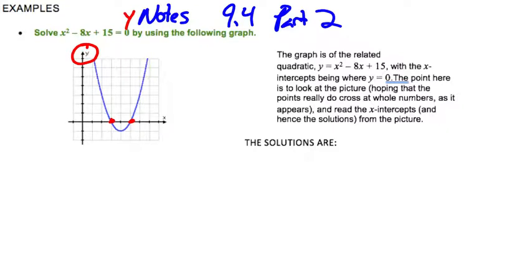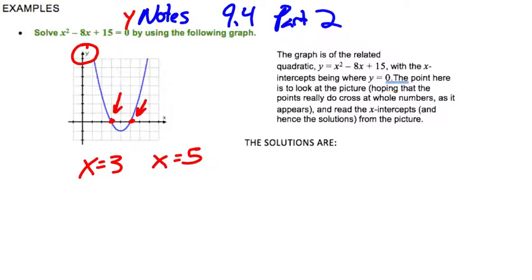So what values of x make that happen? Well, when x equals 3 and when x equals 5. And you could check it. If you plug in 3 for x or 5 for x, you will get 0 as your output. So the solutions are the x-intercepts.